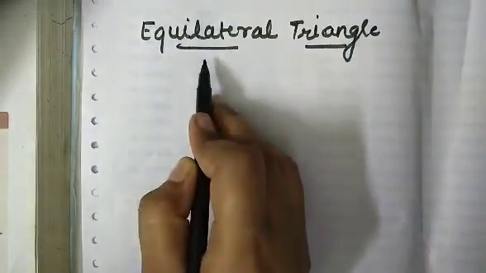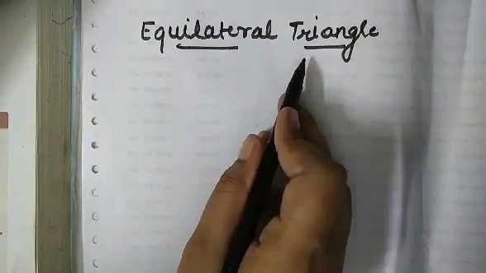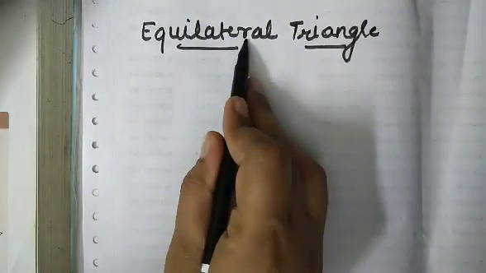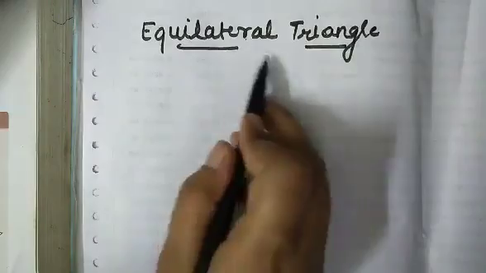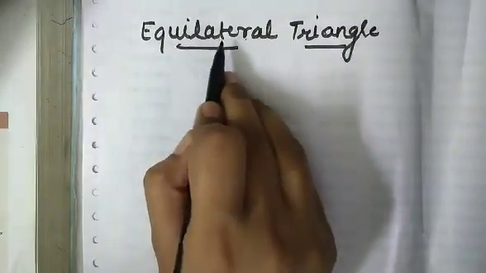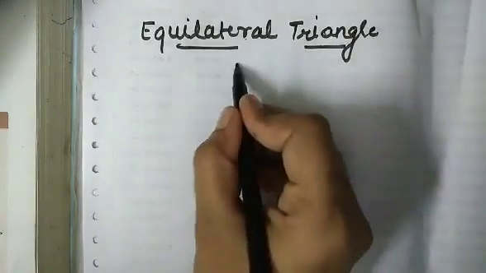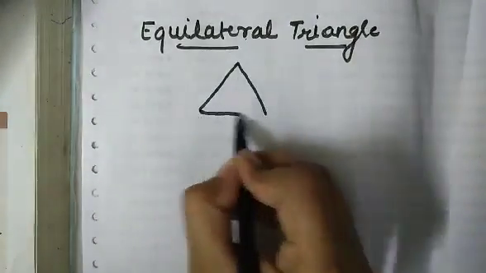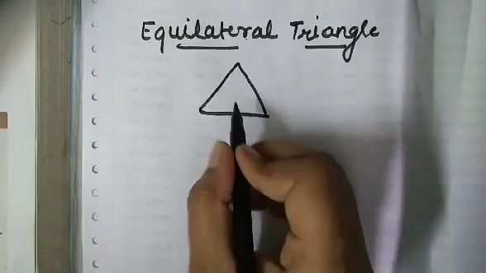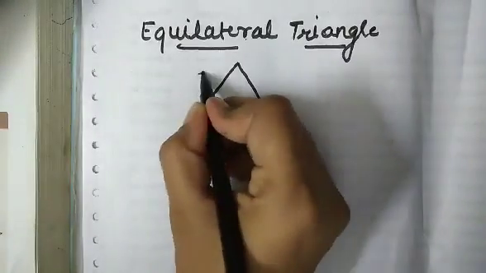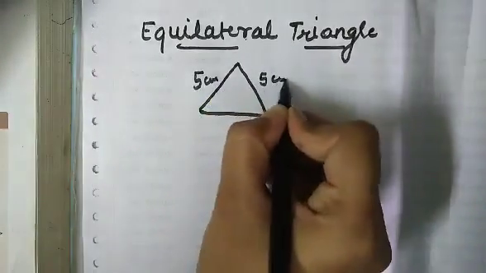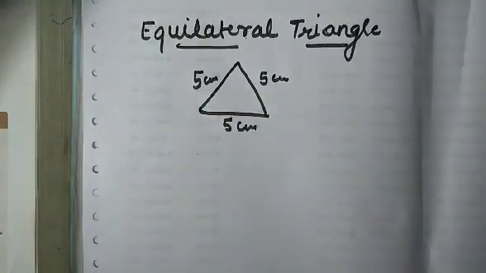So first we will discuss the equilateral triangle. Equi means equal, lateral means side. It means a triangle having all the sides equal in length is known as an equilateral triangle. So this is an equilateral triangle. If I take all the measurements equal, suppose this is 5 centimeter, this is also 5 and this is also 5.